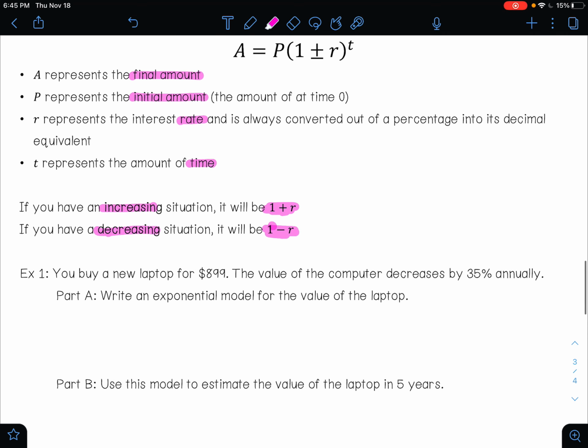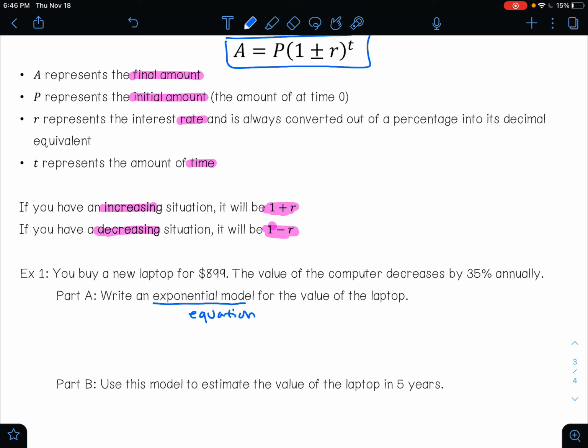On example 1, it says you buy a new laptop for $899. The value of the computer decreases by 35% annually. Part A, write an exponential model for the value of the laptop. This just means write an equation. And we're going to use this formula right up there to help us do that.